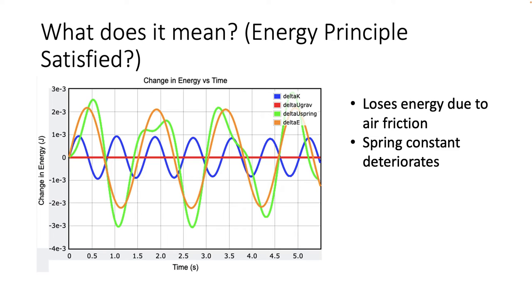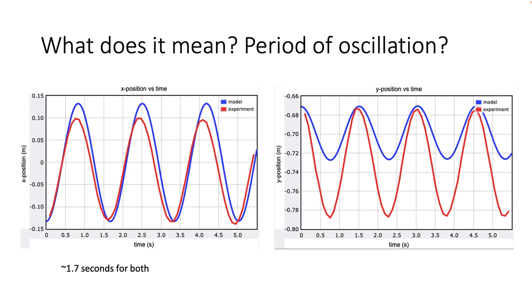So what does it mean? So was the energy principle satisfied? Of course, our system has to obey the energy principles. However, energy was not conserved because it lost energy due to air friction, and as I mentioned before, the spring constant deteriorates as the spring is lengthened and shortened.